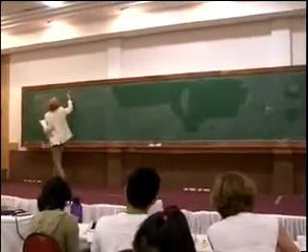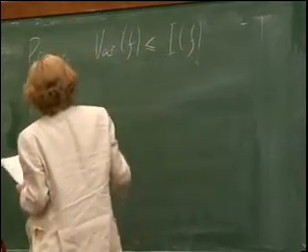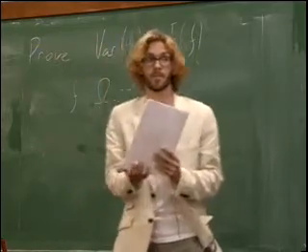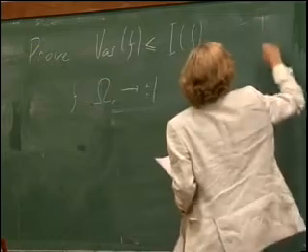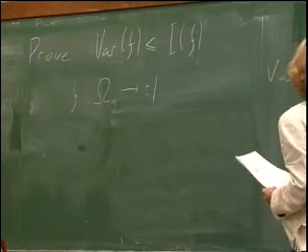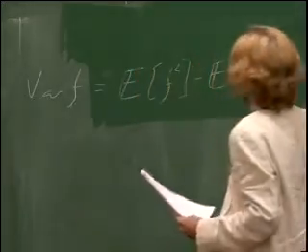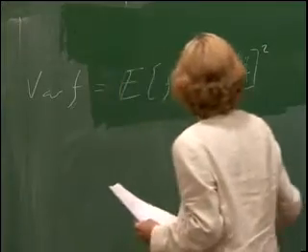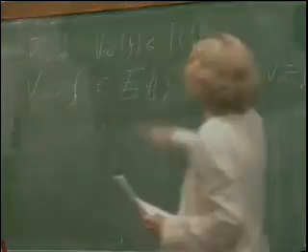So I will prove that the variance of F is not larger than total influence of F, where F goes from omega n to plus minus 1. Now, of course, by definition, the variance of F can be written as the expectation of F squared minus the expectation of F, squared. As we're mapping into plus and minus 1, of course the expectation of F squared is 1.